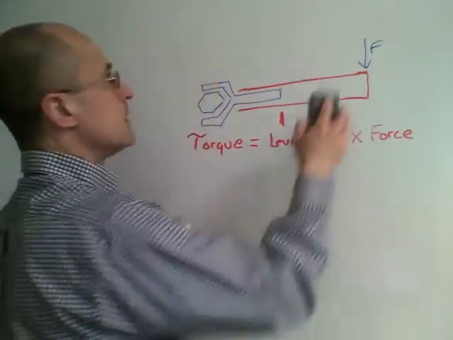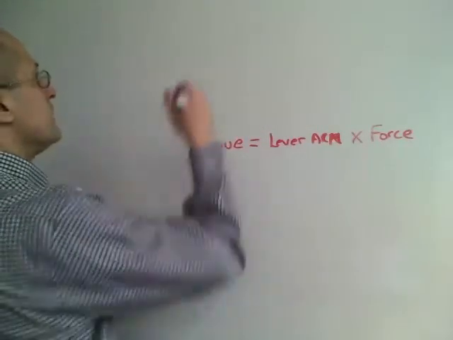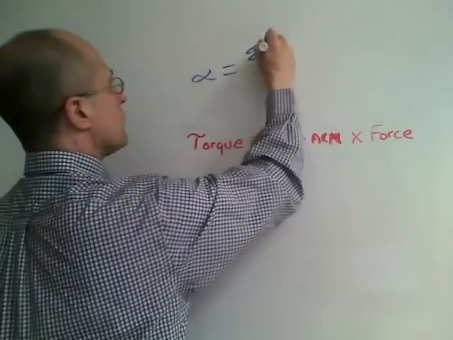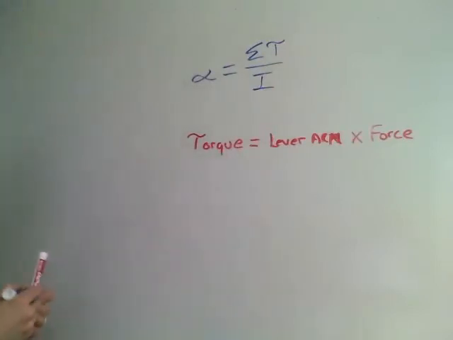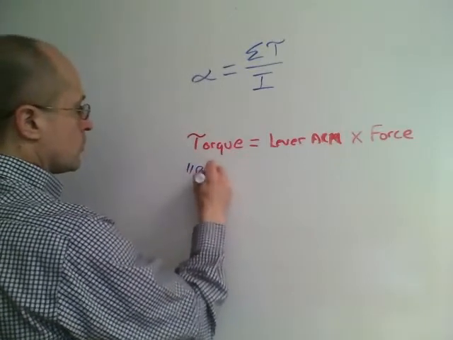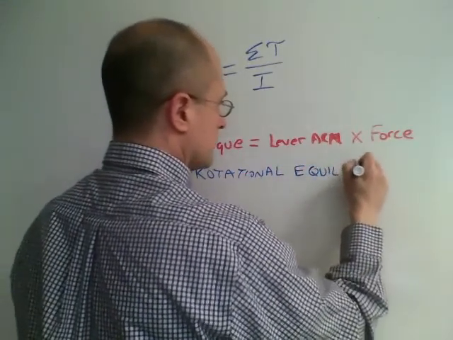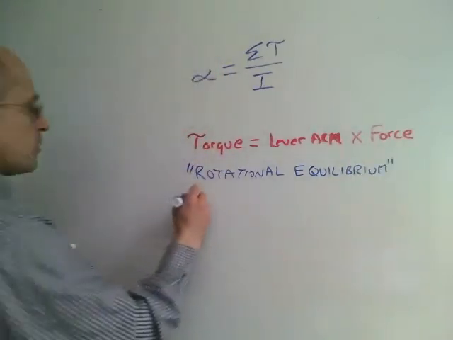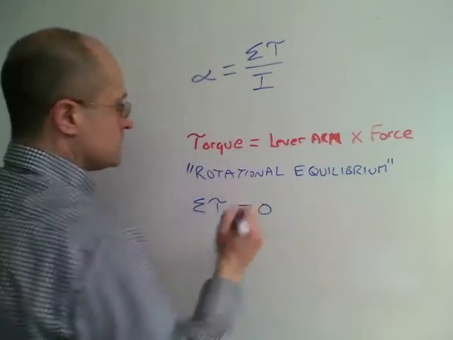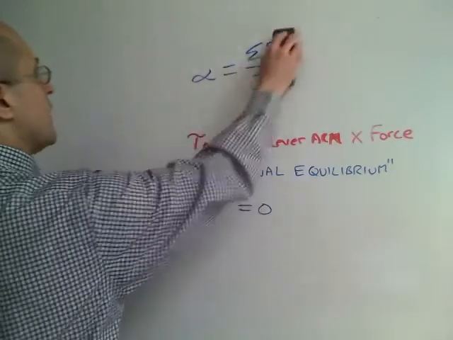So let's take a look at another example of torques and rotations. We said that alpha is equal to the sum of the torques over I. So just like we had equilibrium on an object when we summed up our forces, we can have rotational equilibrium. And that's when the sum of the torques equals 0. That's rotational equilibrium. An example of this that's kind of classic is the teeter-totter.